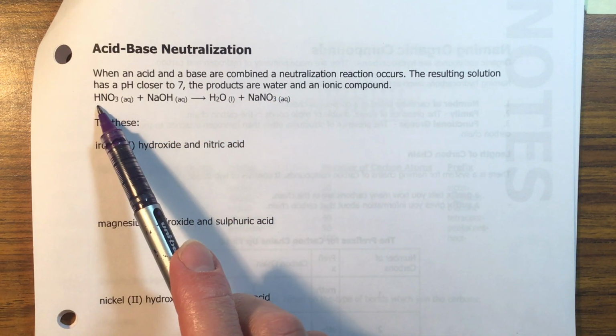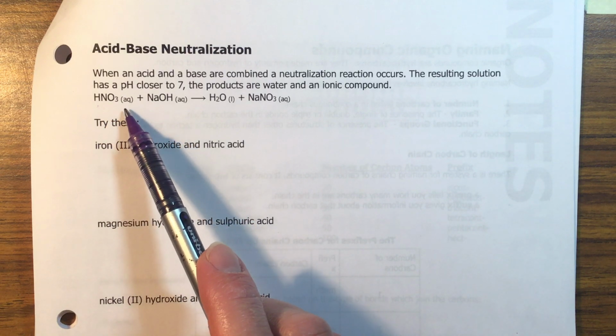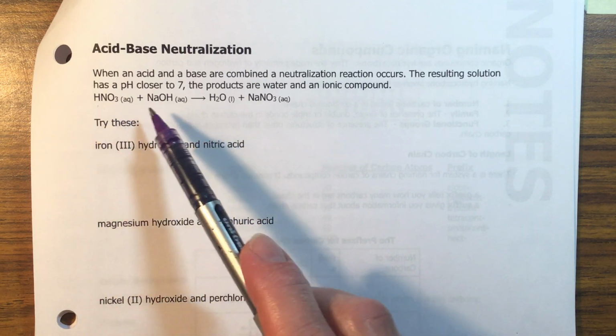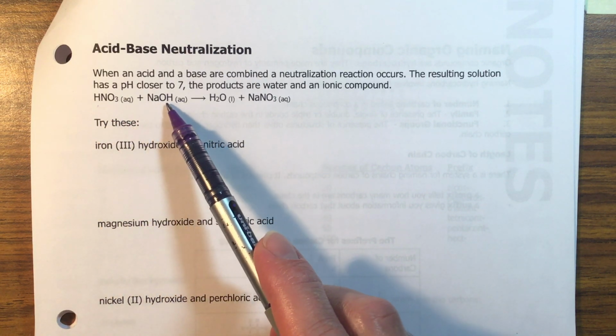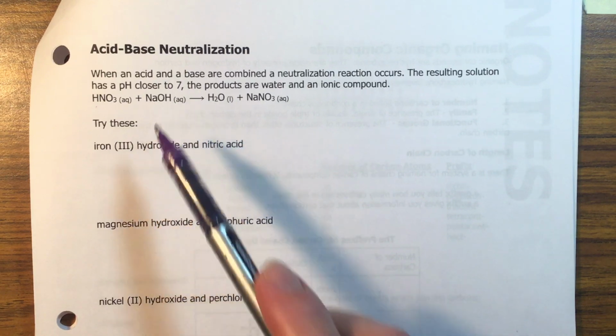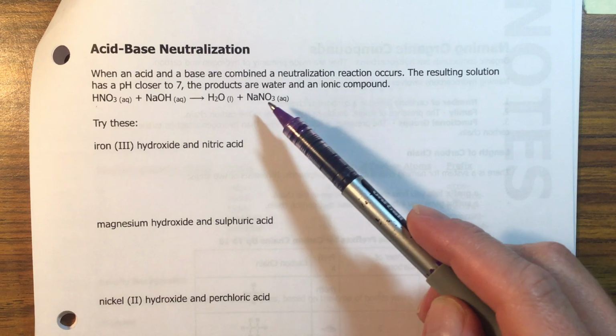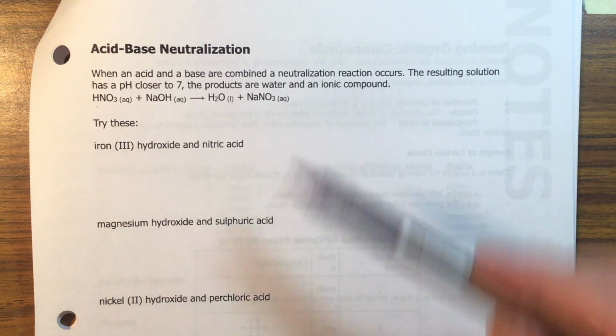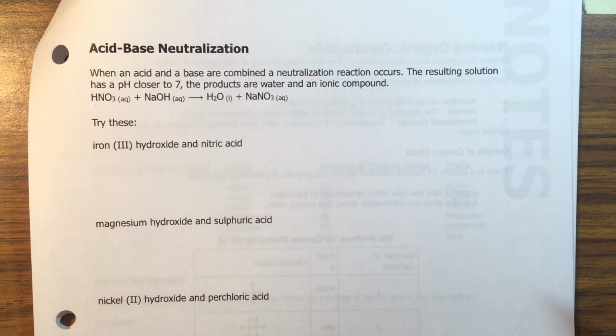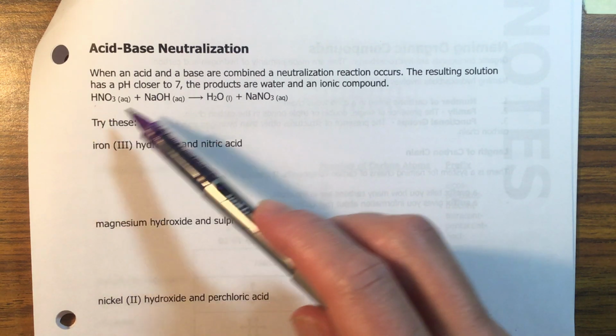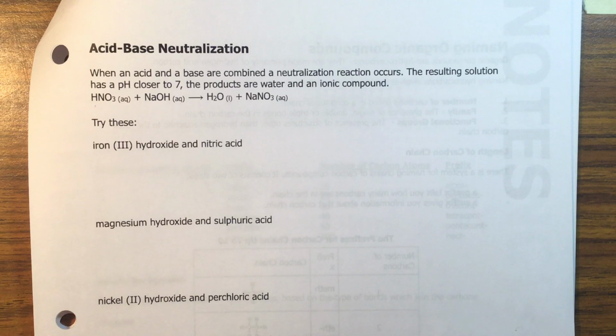Acid, starting with an H, HNO3, aqueous, that means it's dissolved in water, plus NaOH, that's sodium hydroxide, aqueous, dissolved in water, will give us H2O, a liquid, and NaNO3, another ionic compound. I just simply say salts. So acid plus base gives us water and a salt.